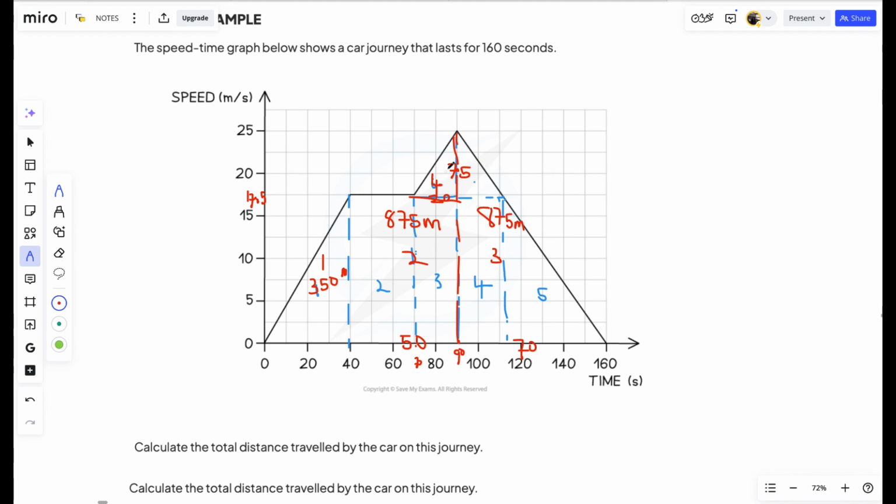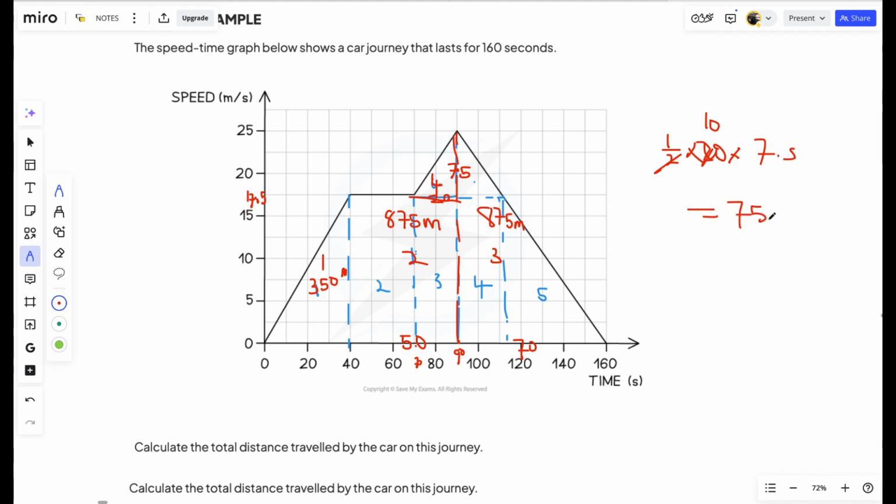So now find the area of this small triangle. The area will be half times the base, which is 20. Half times 20 is 10, times 7.5. Sorry, here the base was 20, and if you halve it, you get 10. 10 times 7.5, you get 75. So the small one, we get 75 meters.